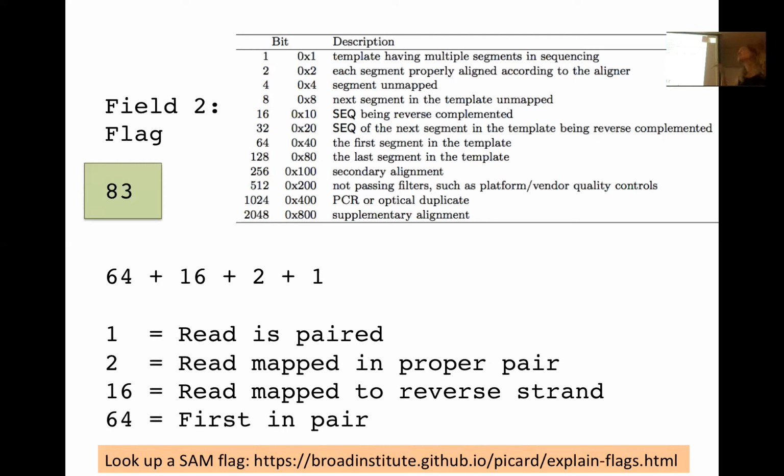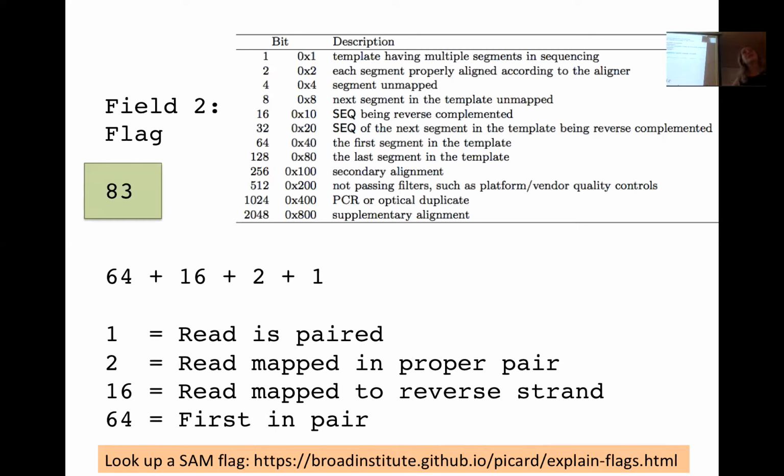This is a very computer science-y binary way to do things. It's basically using ones and zeros to store information, but the way you visualize it when you open a SAM file are these base 2 numbers. So if you get whatever number, like 83, you can deduce that that is 64 plus 16 plus 2 plus 1, and then you look it up in the table, and you realize that means the read is paired, it's mapped as a proper pair, it's mapped to the reverse strand, and it's the first in the pair.